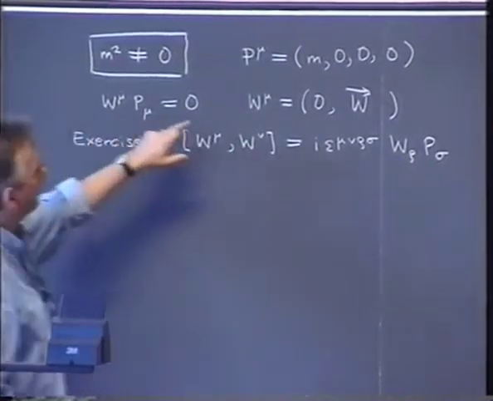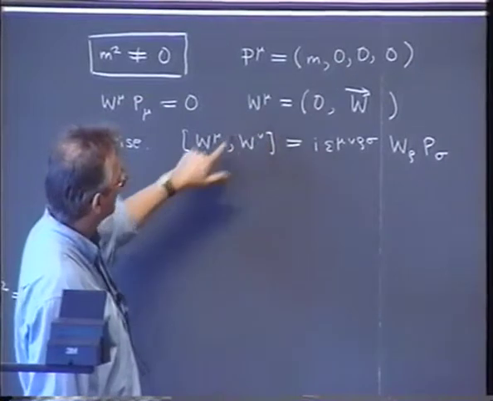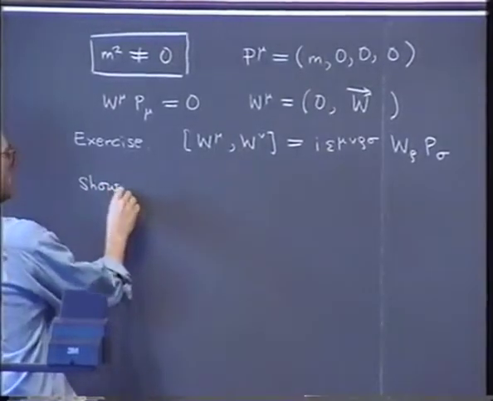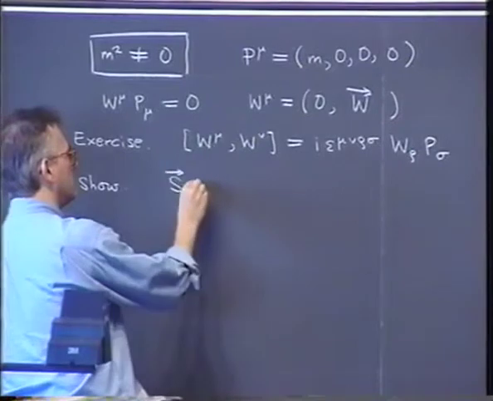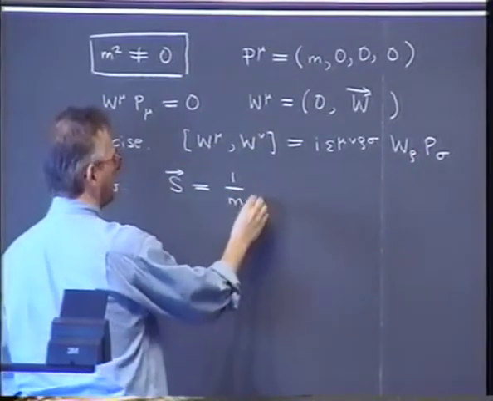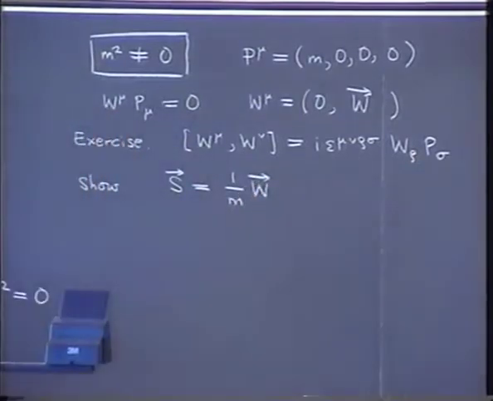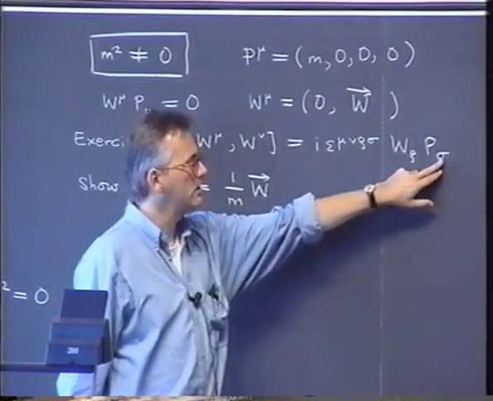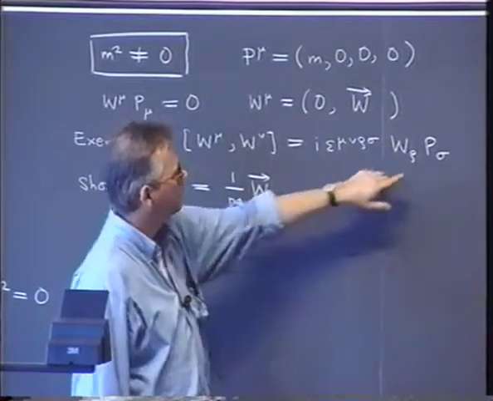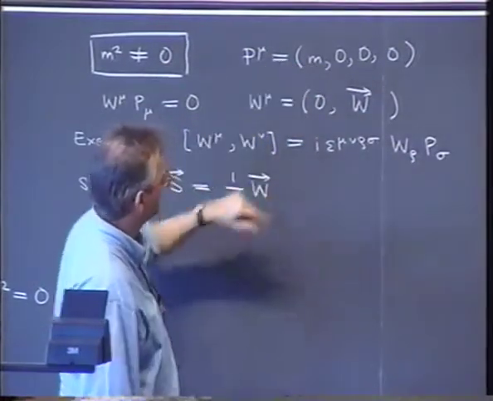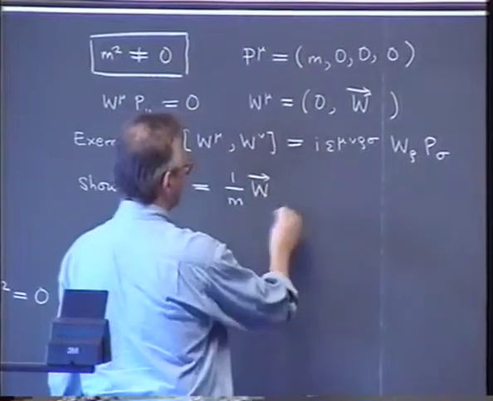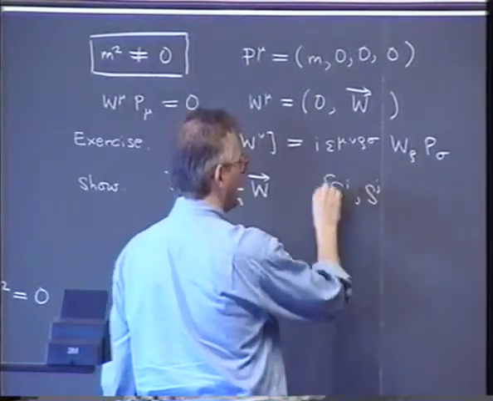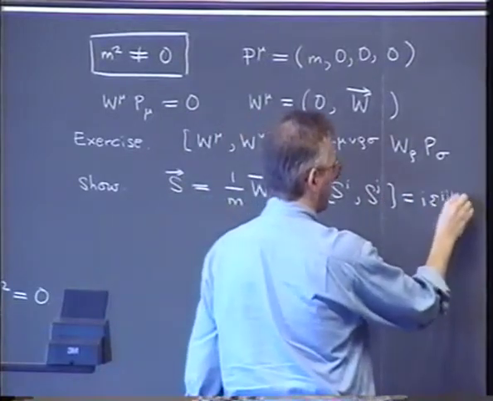However, in this specific case you can reduce this, and you can show the following. If you define S as 1 over m times W, then by substituting you see that the only contribution is when sigma is equal to 0, the zeroth component. You can then check that the space components of this vector have the commutation relations [S i, S j] equals i epsilon ijk S k.